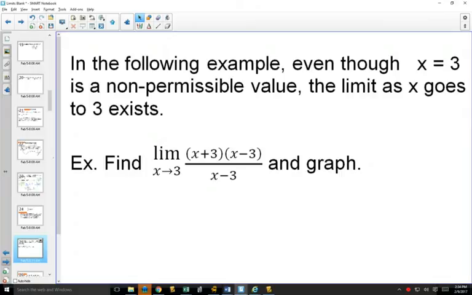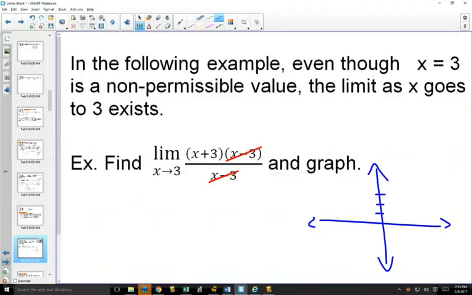If we try to evaluate this limit right now by plugging in 3, can you see that the top would be 6 times 0, so the top would equal 0, and the bottom would be 3 minus 3, which would be 0. And so you'd have 0 divided by 0. And you can't divide by 0, so technically we can't evaluate this. But last semester perhaps, when you graphed these, you would have said, oh, well, these x minus 3's cancel out, and then my equation just becomes y equals x plus 3, which is just a straight line with a slope of 1 going through a y-intercept of 3.